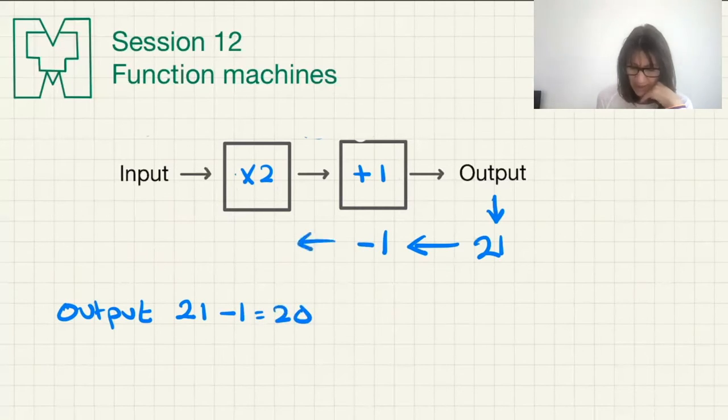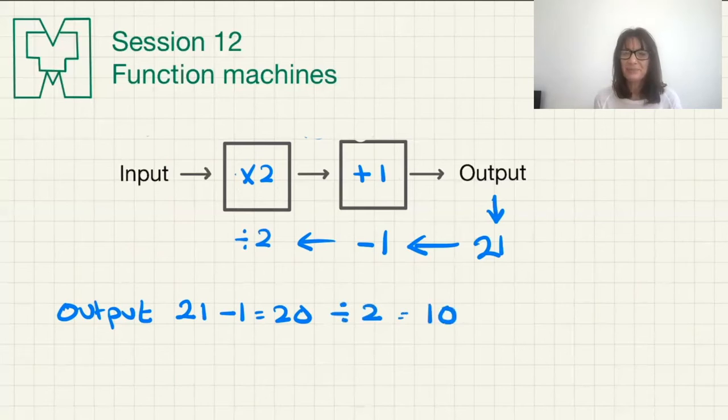I keep going and I hit a times 2, but I've got to do the opposite. I've got to undo a times. To undo a times, I do the opposite, which is divide. So at this stage, I'm going to divide by 2. So I've got 20 that I'm going to divide by 2, and that gives me 10. So when I've got to go the opposite way, I've just got to reverse everything. Okay, reverse everything. So let's do another one.